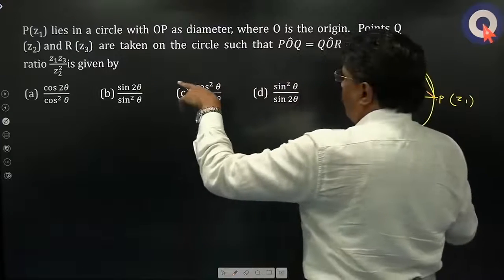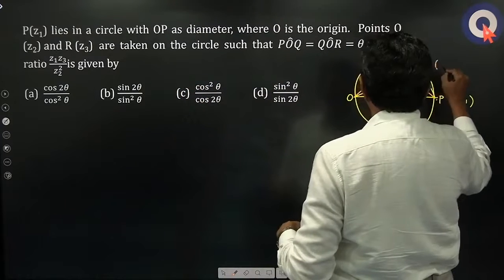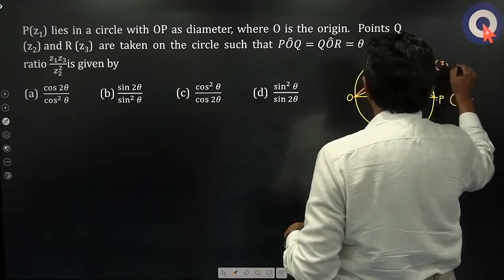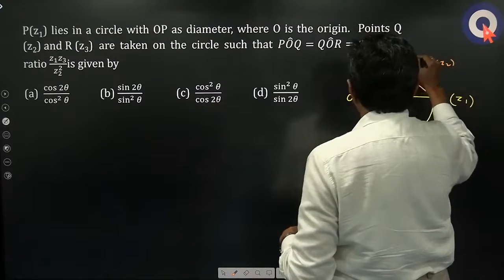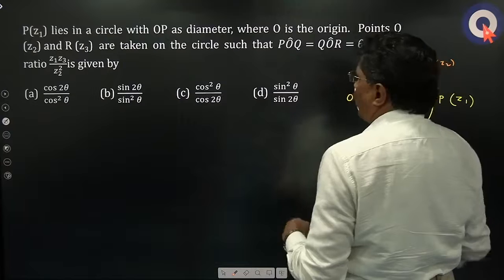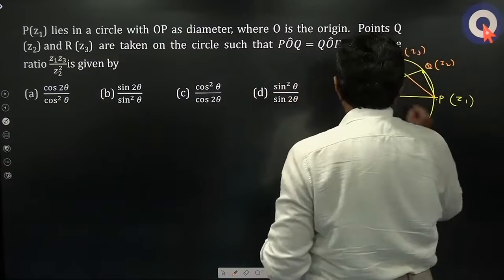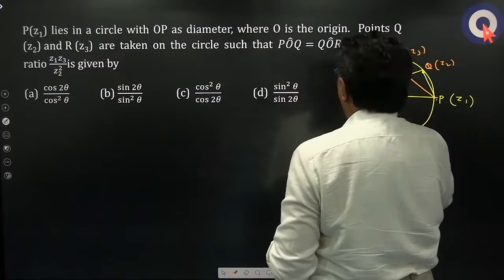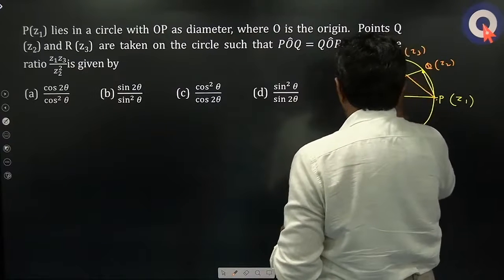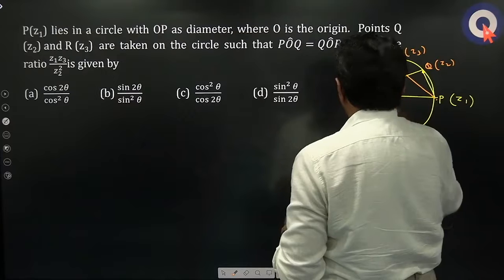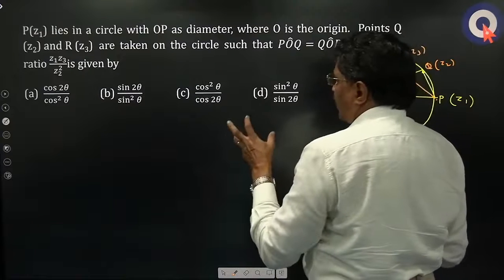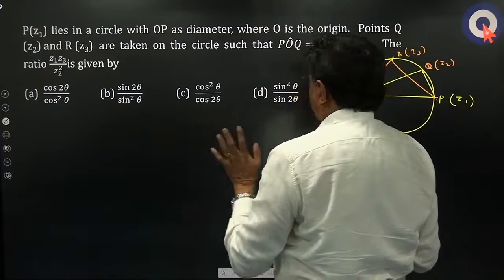Points Q and R. Q is fixed by Z2 and R is fixed by Z3. They are taken on the circle such that angle POQ is theta and angle QOR is also theta. This is also theta. Then the ratio Z1 Z3 by Z2 square is something. All right.